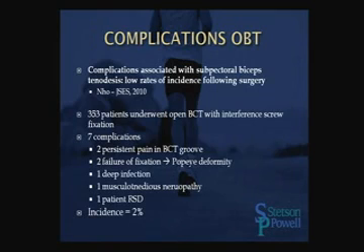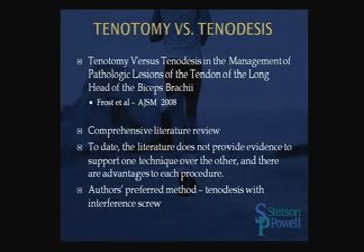Now, this is overall complications with a large group of patients, only 7 complications with this subpectoral tenodesis. 1 deep infection, 1 patient got RSD, but a very low incidence. So for open biceps tenodesis, excellent. And in this study, tenotomy versus tenodesis for pathologic lesions of the tendon, they looked at a comprehensive literature review and said that to date, the literature does not provide evidence to support one technique over the other, and there are advantages to each procedure. So the author's preferred method was tenodesis with interference screw.